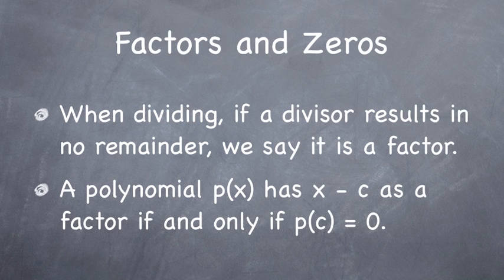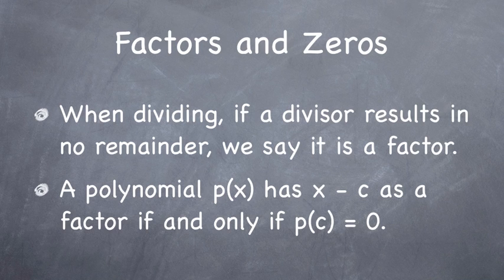Well, for polynomials, we have something a little bit different that's special. Whenever we have a factor, that means we've also found a zero of a polynomial. A zero is an x value where the whole polynomial equals 0. So if x minus c is a factor of the polynomial, that means if I substitute in x equals c, that's going to give me a 0.